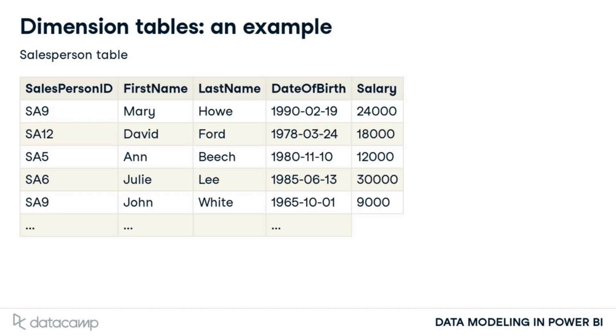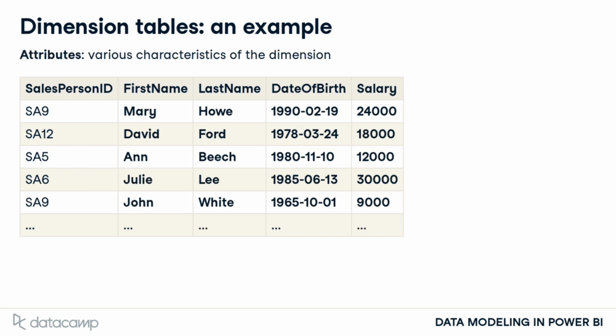Let's take a look at an example. Here you can see the salesperson table. The first column contains the same key as in the fact table and can be used to combine the information from both tables. The table also stores additional attributes about each salesperson in the company.